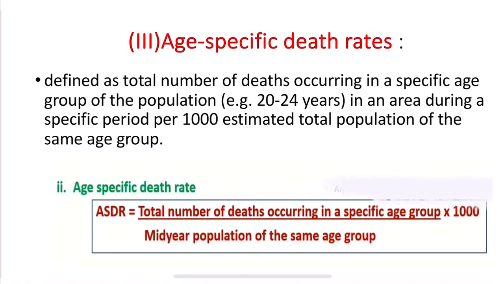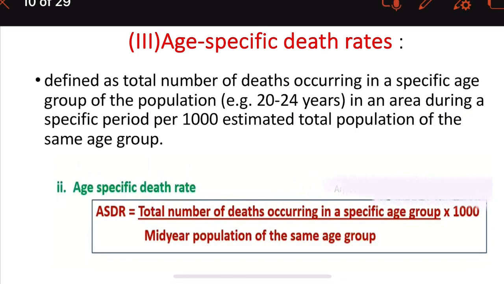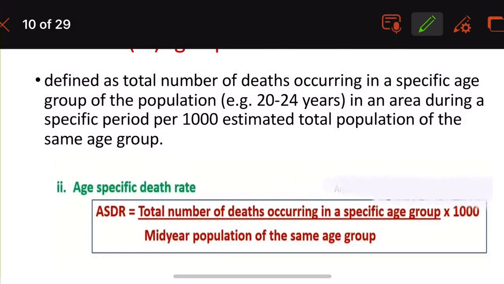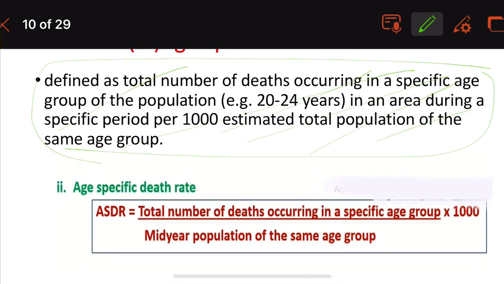The definition, don't go with this, it's kind of scary looking at this definition. You're like, oh my god, I need to remember all of these, I don't know how I'm going to remember, it's so confusing. Just don't go with all of this. Just see this: total number of deaths in a specific age group, simple, by mid-year population of the same age group into 1000. Put the same thing in the word format.